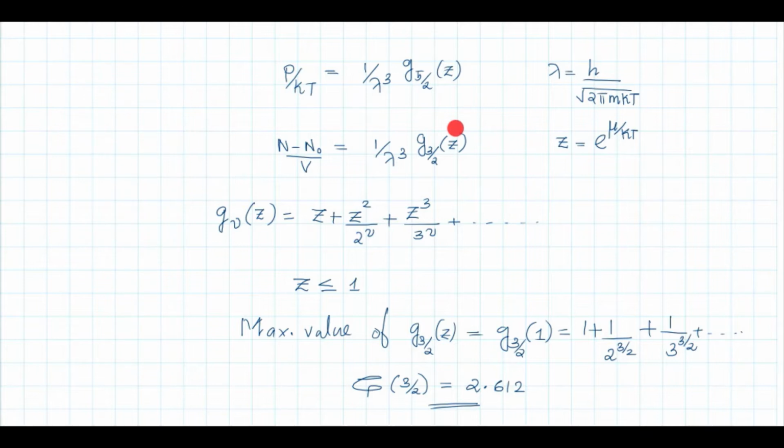Since this value has a limit, that implies (N minus N0) by V should also have a limit. That is, we can write the maximum value of (N minus N0) by V. I can write it as Ne by V, because N is the total number of particles and N0 is the number of particles in the ground state. So N minus N0 gives the number of particles in the excited states, and that is nothing but g 3/2 of z divided by lambda cubed, where lambda is the thermal de Broglie wavelength.